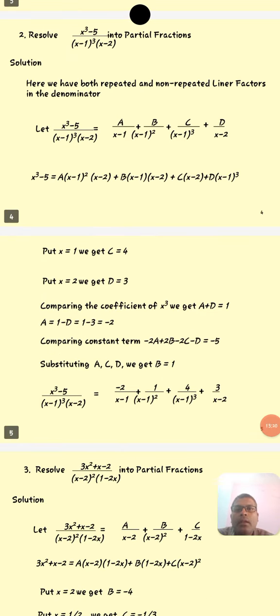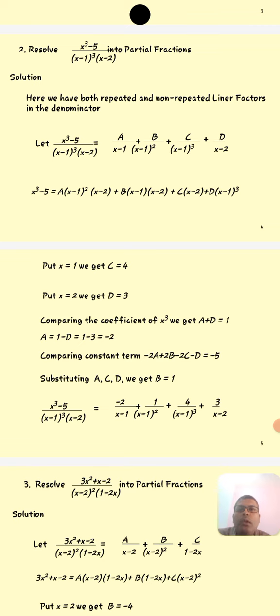Okay. Now once again you observe, resolve x cube minus 5 divided by x minus 1 whole square into x minus 2 into partial fractions. First you have to decide how many factors are there, and whether those factors are repeated or non-repeated. Suppose you observe in the denominator part, one factor is repeated, another factor is not repeated. Here the repeated factor, x minus 1, is repeated 3 times.